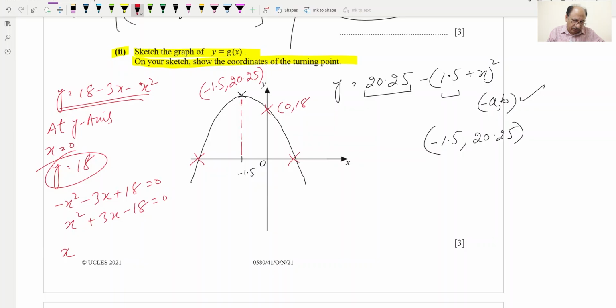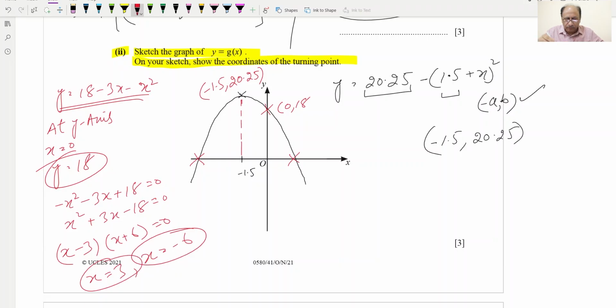So x minus 3 and x plus 6, these will be the factors. So this implies x is equal to 3 and x is equal to minus 6. These two will be the two x intercepts. So coordinates of this point will be 3 and 0, and this will be minus 6 and 0. And this is our complete drawing for 3 marks which we have provided everything. Hopefully you understood this as well.